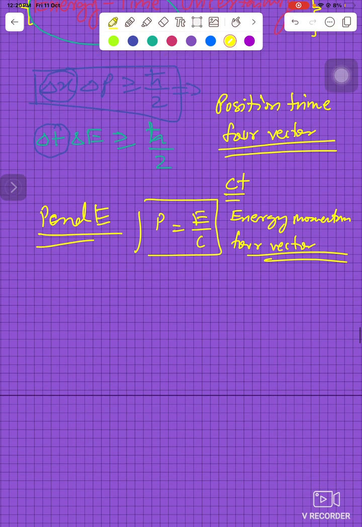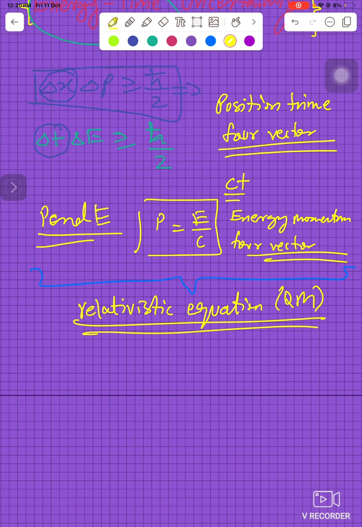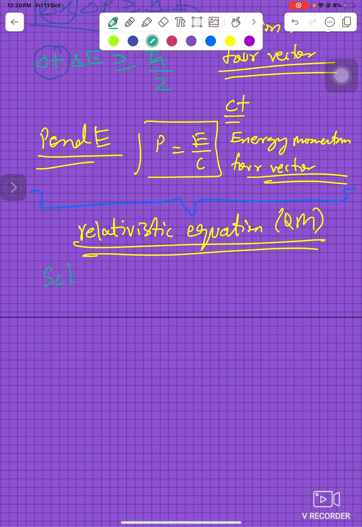But you might have noticed this all is about relativistic equations. These are relativistic quantum mechanics, QM. But we are not doing relativistic, as the Schrödinger equation is non-relativistic.